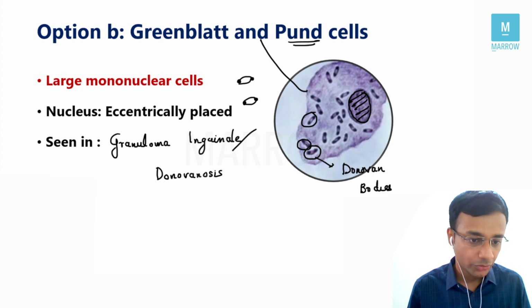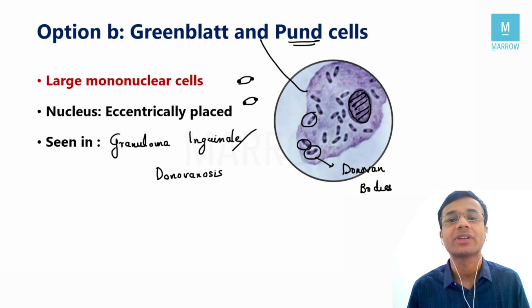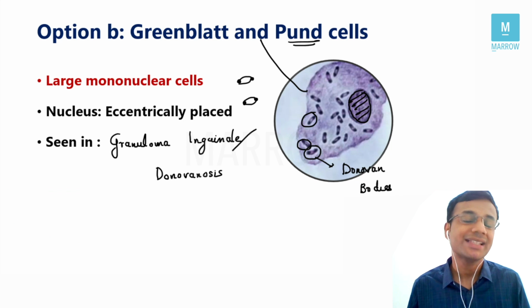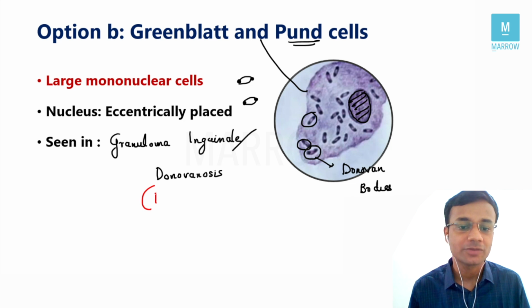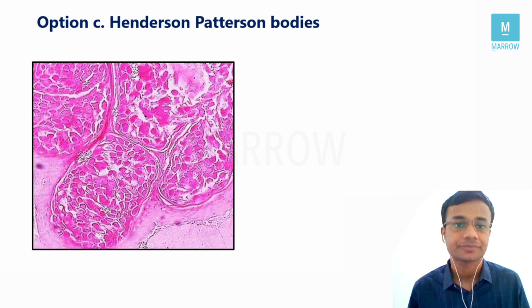Now at this juncture I want to tell you another question which was asked in last year's exam. Donovanosis is produced by, and most of the students got it wrong, they marked it as Leishmania donovani. Please understand, Leishmania donovani produces leishmaniasis. Donovanosis is produced by Klebsiella granulomatis. Klebsiella granulomatis is the organism for donovanosis.